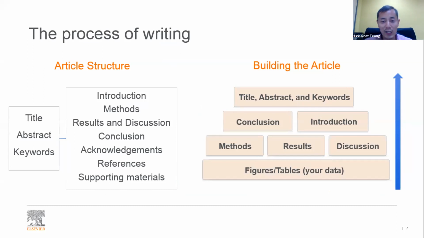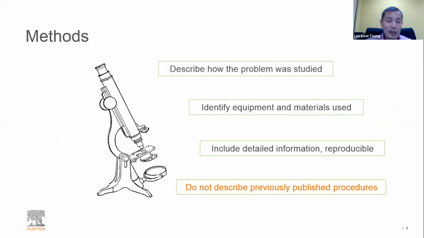Some people start writing the abstract. Some people start writing the introduction, then they follow the flow of the normal article. Some people, again, may start as what I've shown you just now, right? So again, I would like to highlight a few key points in each of the sections.